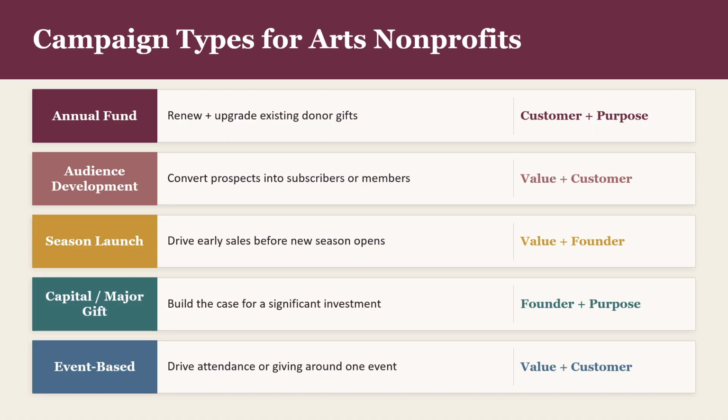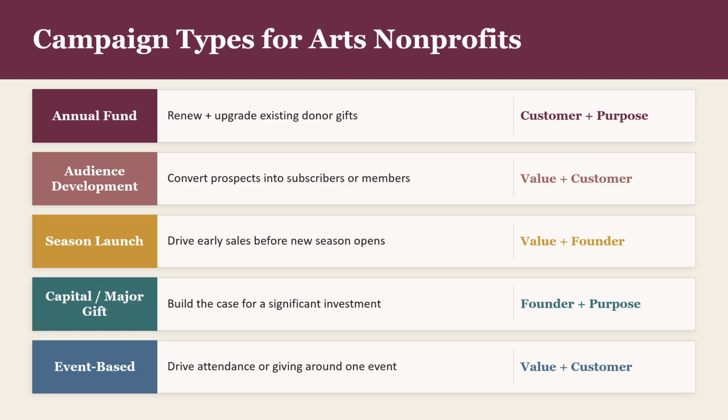On this slide, you see 5 campaign types that cover the vast majority of what arts nonprofits run. If you can think of some others, send them to me because I'd like to know. Anyhow, I've listed each with its most natural story type architecture, the anchor type and one supporting type. This isn't a formula. It doesn't mean that for season launch you always need value and founder, but it does reflect the strategic logic of how you use each story type in a campaign type.